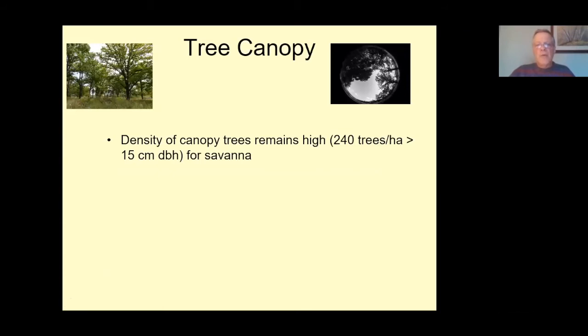Even if we remove the smallest size class of trees, the 5 to 15 centimeter DBH trees, we still have 240 trees per hectare as compared with 10 to 50 trees per hectare in the Oak Ecosystems Recovery Plan savanna characterization. The effect of high density and increasing basal area of canopy trees would likely be to limit light levels in the savanna as compared with what it would be at lower density and basal areas.